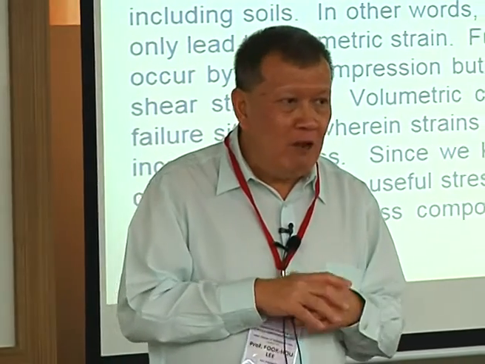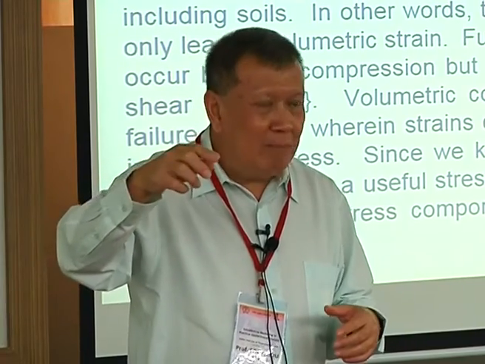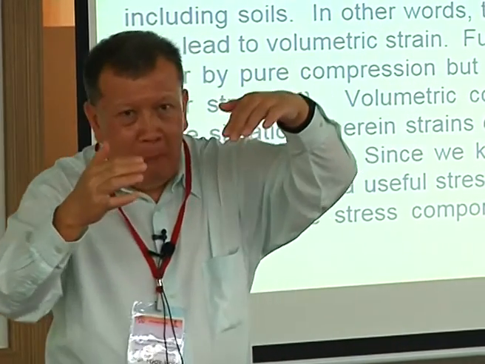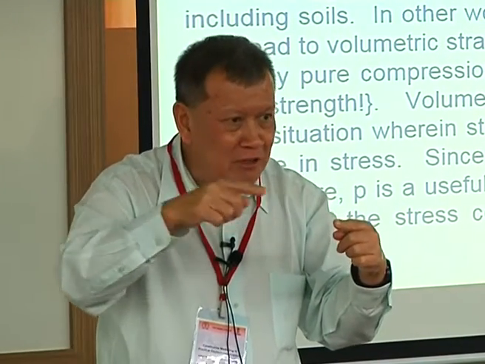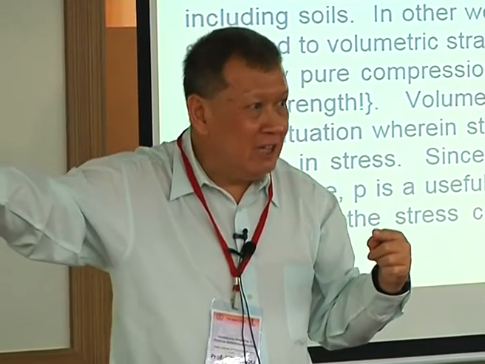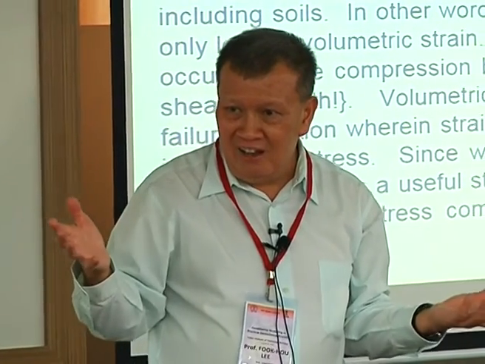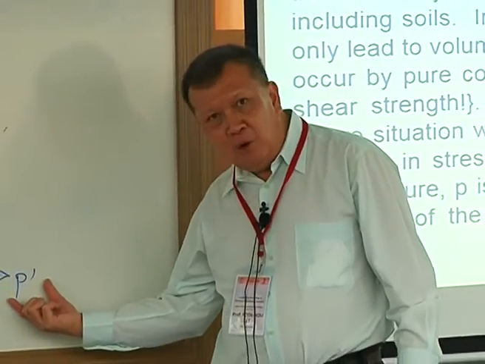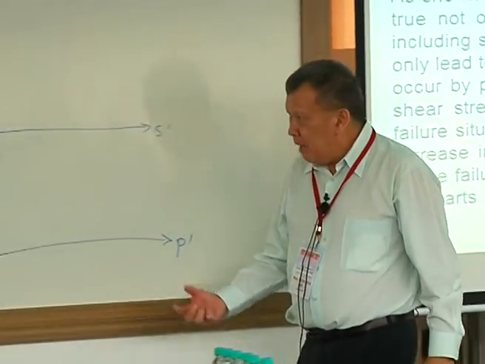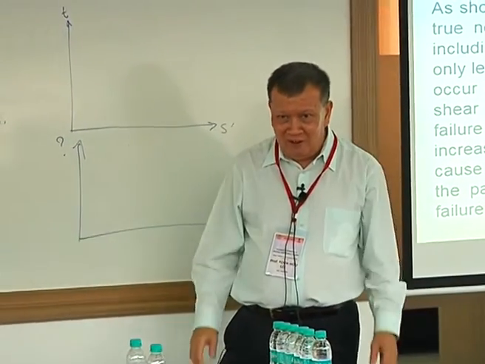in soil, you don't fail by compression. Even if you have an e-log-p curve, the e-log-p curve merely says that you yielded a bit, but as the stress increased, the void ratio decreased. But as the void ratio decreased, the stress keeps on increasing, keeps on increasing. That's not failure. You know what I mean? So basically, what they say is, the good guy causes only volumetric change. The bad guy must cause only distortion to the shape of the thing.